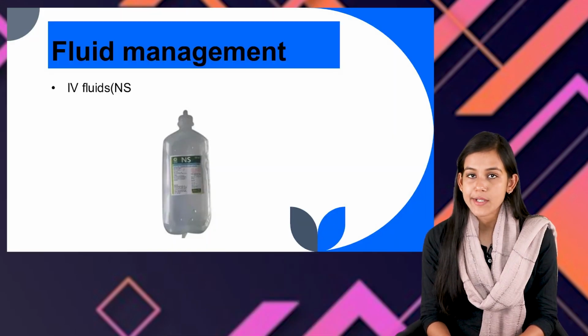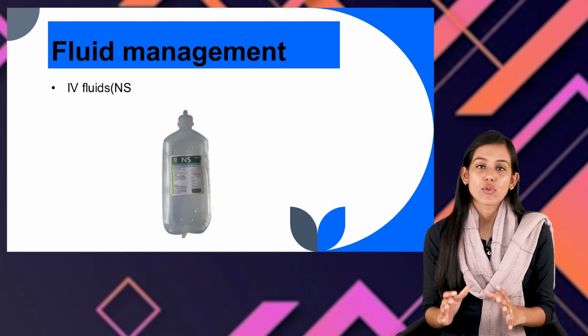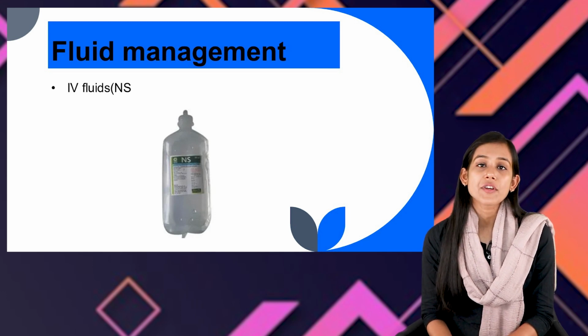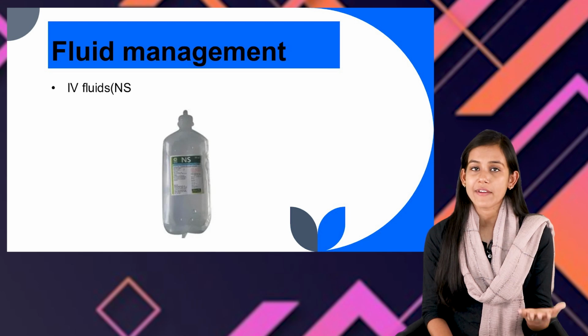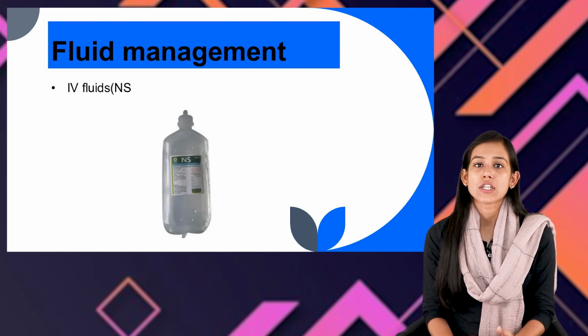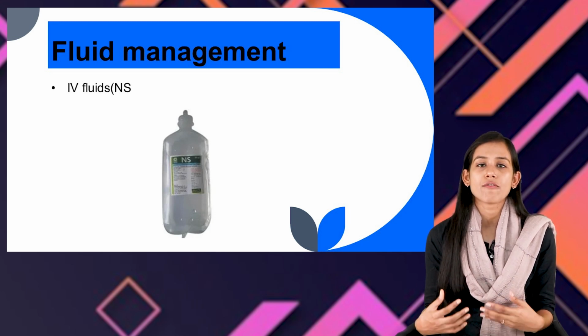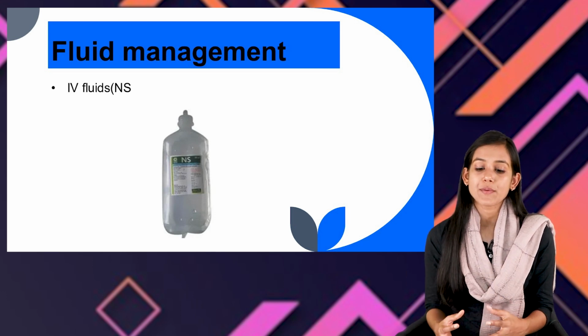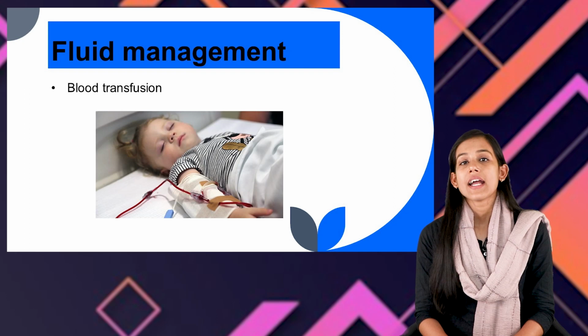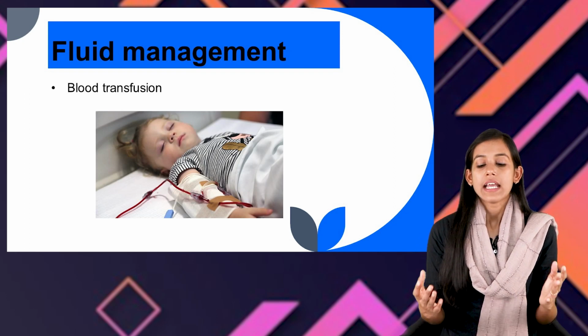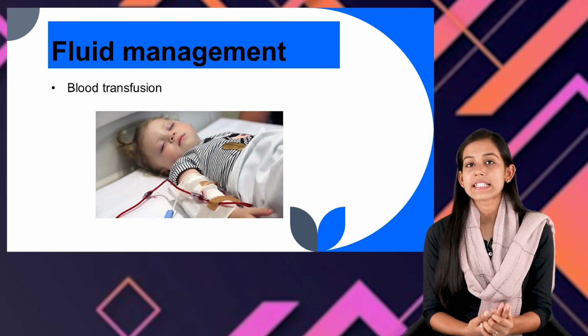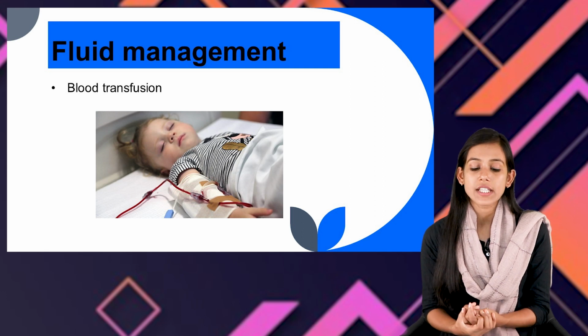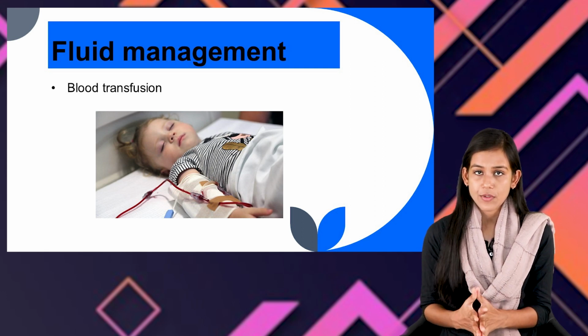Next important aspect of treatment is fluid management. In fluid management, we would give IV fluids to the patient who is having continuous nausea, vomiting, or ongoing plasma leakage. For that, we would give IV fluids. And for patients who have internal bleeding or GI bleeding, we have to give blood transfusion.